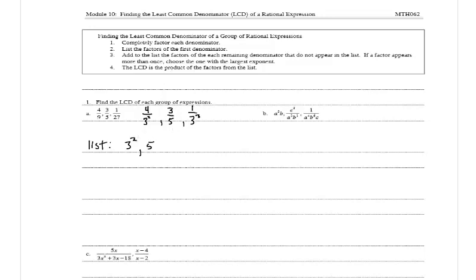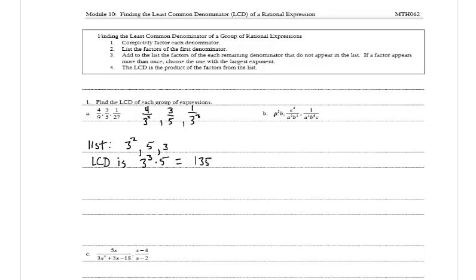And it says if a factor appears more than once, choose the one with the largest exponent. So since we already have 2 factors of 3 in our list, we're going to add another factor of 3. So now we have 3 cubed in our list. So our least common denominator is 3 cubed times 5, which is equal to 27 times 5, or 135.